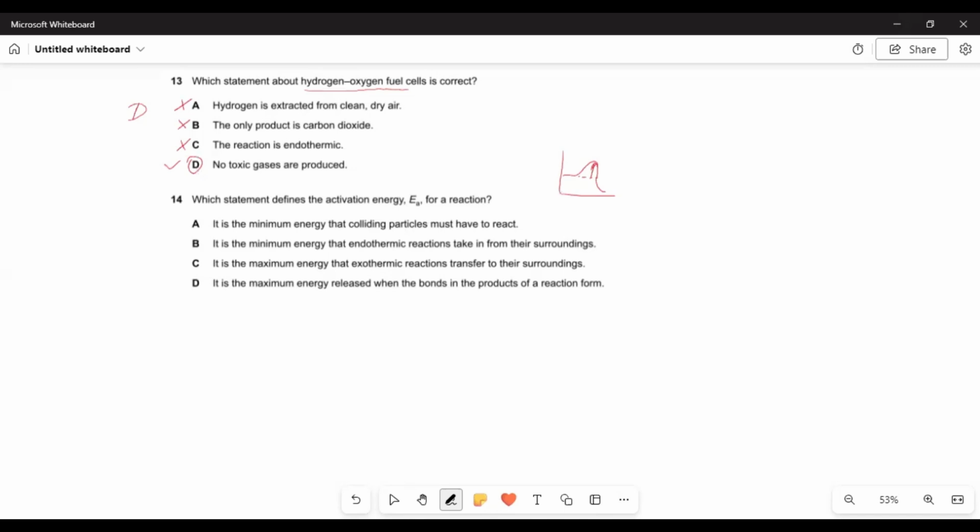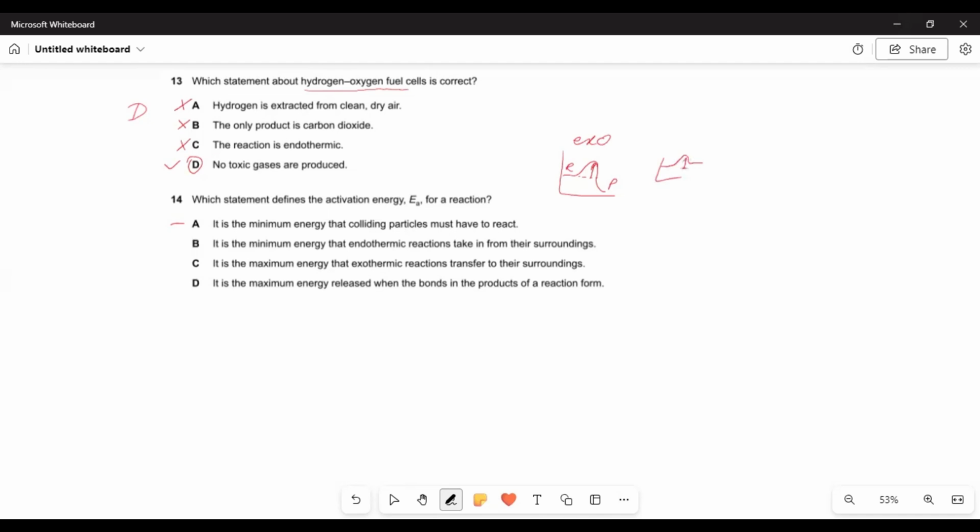So now read the statements. A, it is the minimum energy that colliding particles must have to react. Yes, it could be. It is the minimum energy that an endothermic reaction takes from the surrounding. It is not necessary whether it is exothermic or endothermic. The graph that I have shown here is for exothermic. See, the energy of product is lesser, energy of reactant is higher. So definitely it is for exothermic, and it is correct for exothermic as well. And it is also correct for endothermic as well.